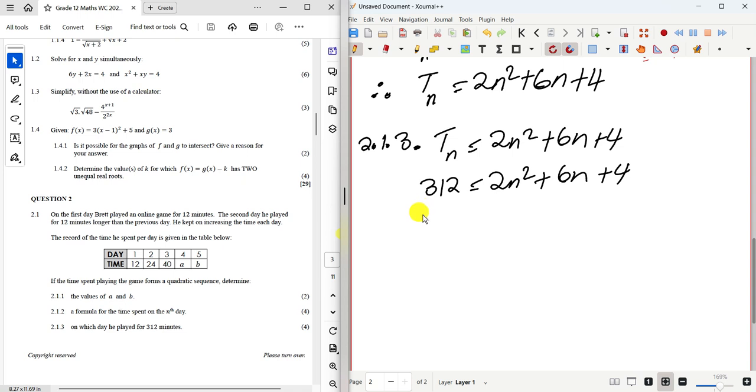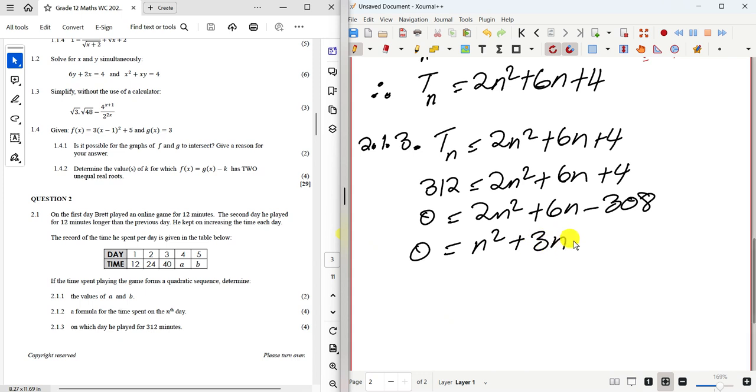So what is this? 0 equals 2n squared plus 6n, 4 minus 312 will be minus 308. Dividing by 2 throughout, we'll have 2n squared plus 3n minus 154. So we're looking for the factors of 154.